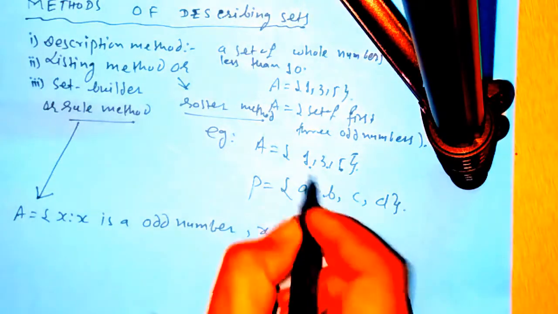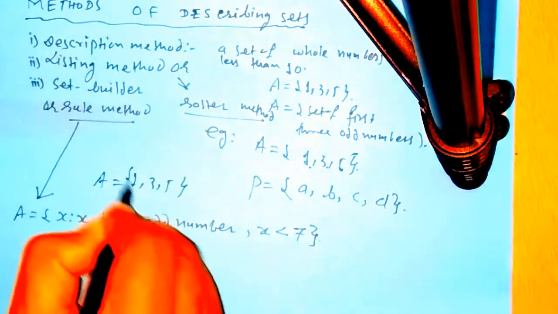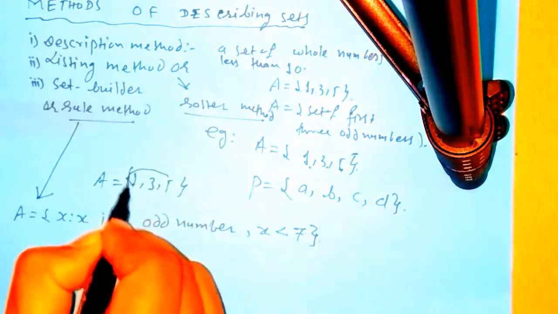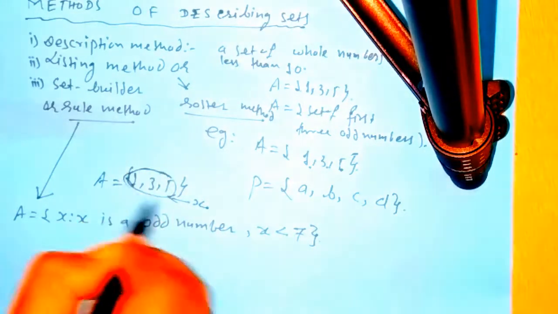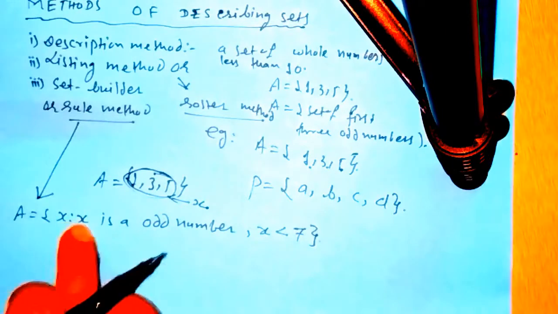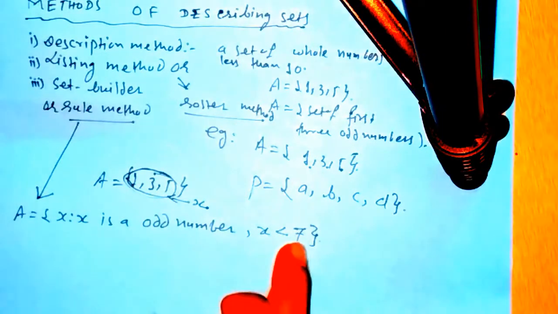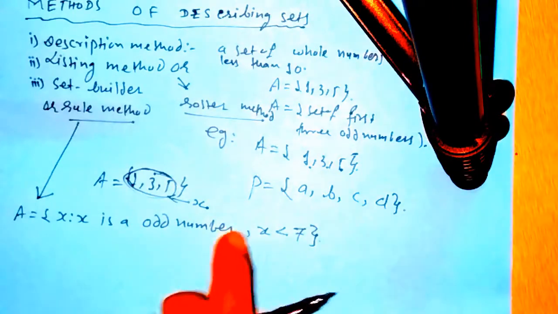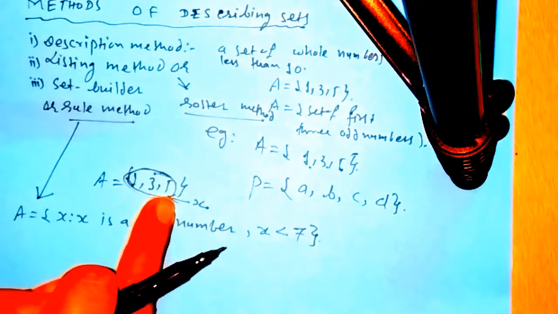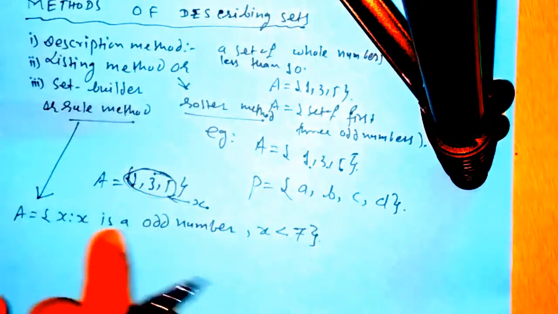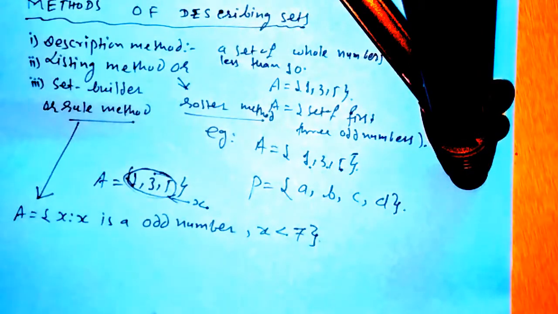It implies for all the odd numbers supposed by x. So this x implies odd number. So x such that x is an odd number. What kind of odd number? Which are less than 7. So less than 7, what are the odd numbers? 1, 3 and 5. So that is why we write all the elements of a set in a rule.